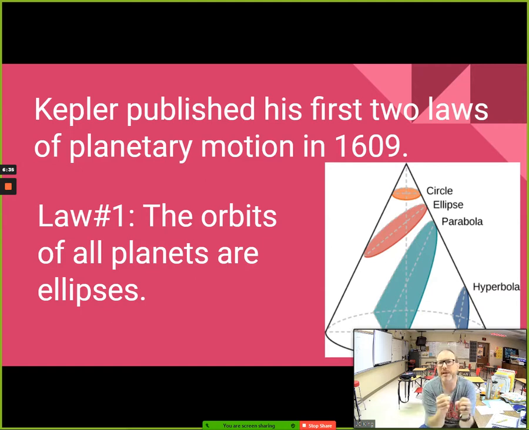Now, an ellipse is a little bit different from a circle. Instead of having a center point, you've got two, what he called foci. It's the plural of focus, but you've got two foci that the ellipse is sort of based around. One of the foci in an ellipse for a planetary orbit is the sun. The other one is just a point in space.